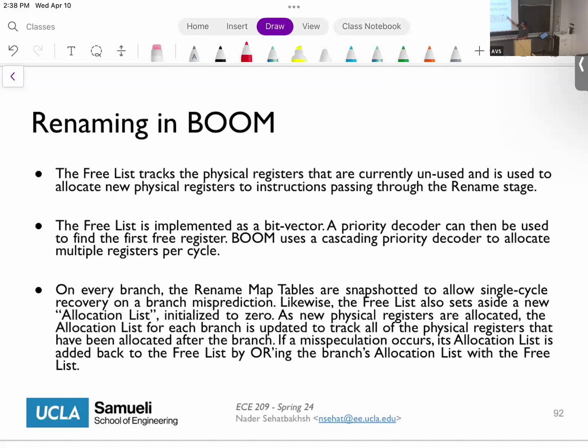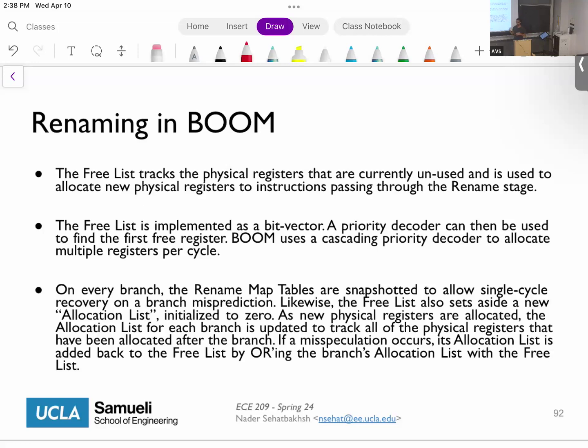Again, the free list tracks the physical registers and lets them pass through the rename stage. The free list is essentially a bit vector, right? You just need to save zeros and ones for each register. 0, for example, means it's free, and 1 is not free, or the other way around.